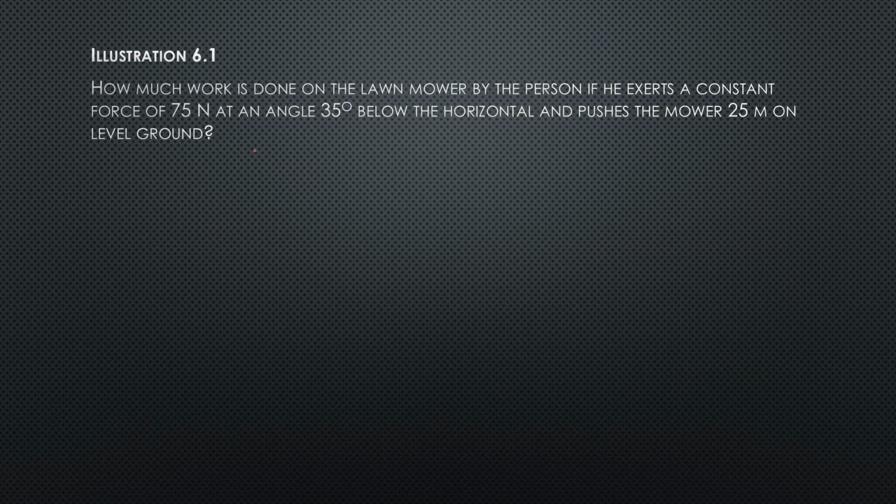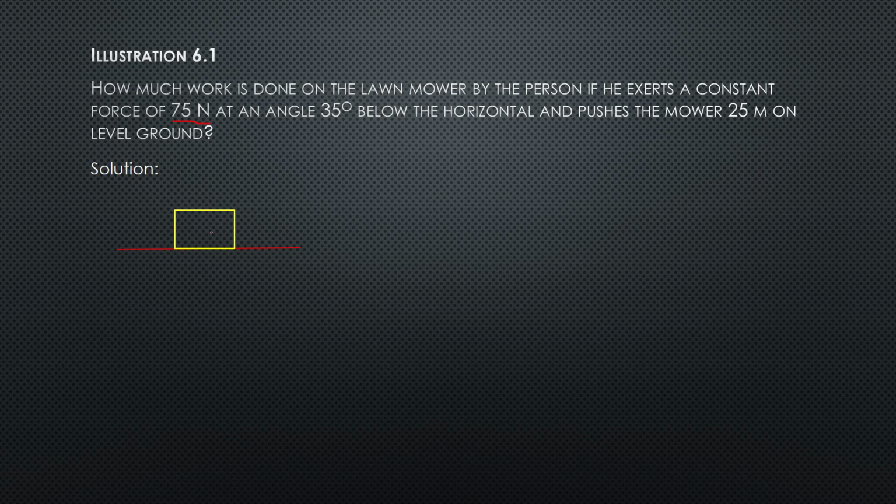So let us proceed to this problem. Illustration 6.1. How much work is done on the lawnmower by the person if he exerts a constant force of 75 newtons at an angle of 35 degrees below the horizontal and pushes the mower 25 meters on level ground. So solution for this, let's draw a diagram.